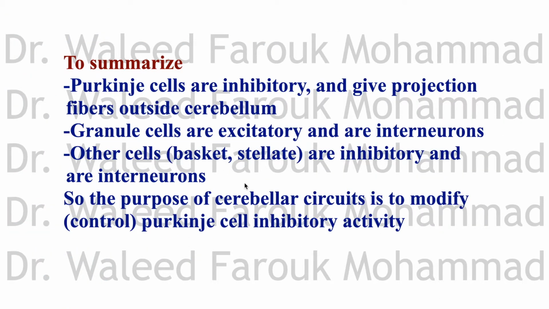So to summarize, Purkinje cells are inhibitory, as mentioned, and give projection to outside the cerebellum to vestibular nuclei, while the granule cells are excitatory and interneurons. Other cells like the basket and stellate are inhibitory and interneurons. So the purpose of the cerebellar circuits is to modify or control the action of Purkinje cell inhibitory activity, either increase their inhibitory activity or decrease their inhibitory activity.